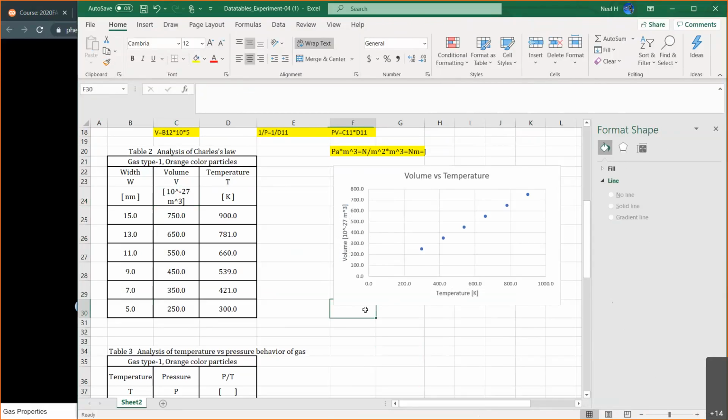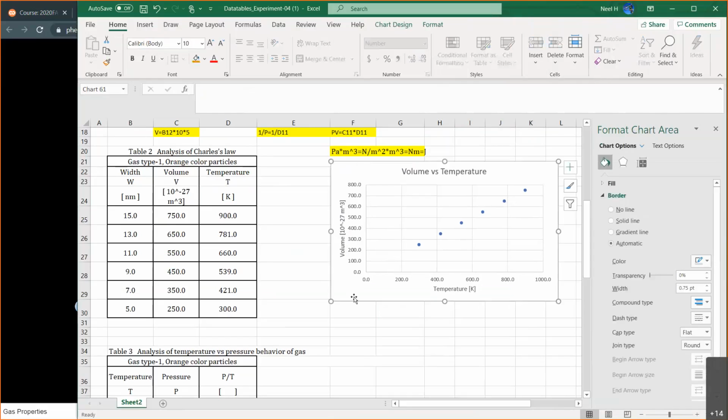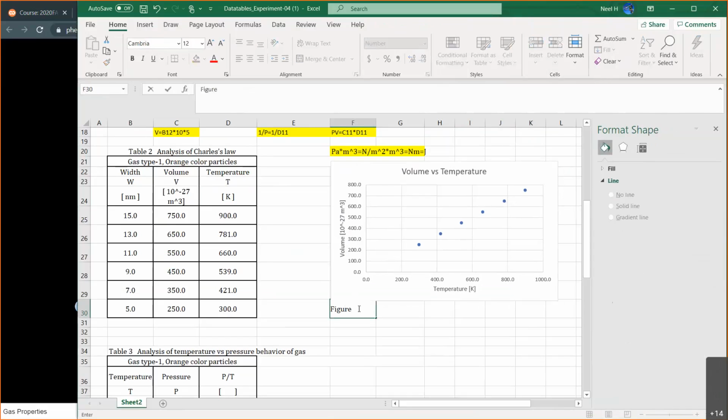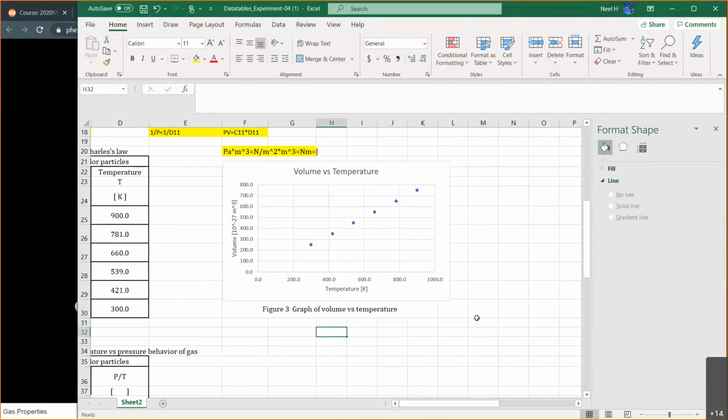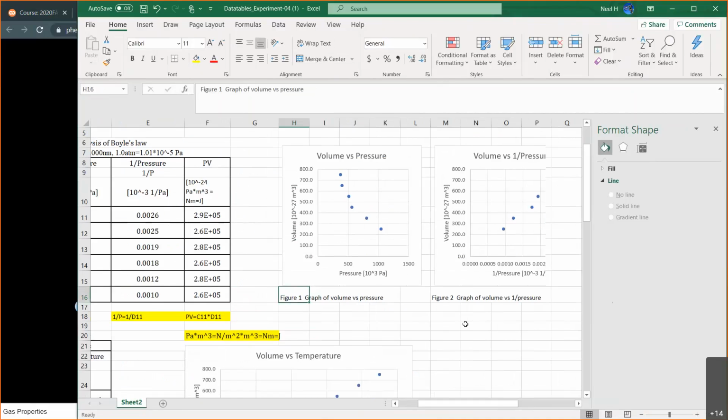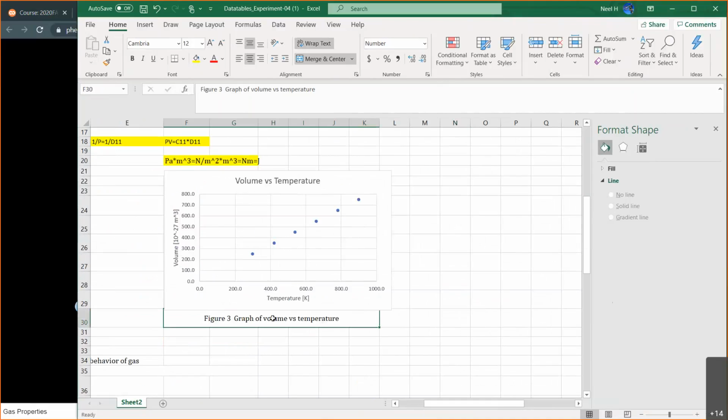And do we have the right behavior of the law? This is going to be then figure 3 in my case, but in your case, you have to check the number, okay? It's going to be then graph of volume versus temperature. Okay, equation. And I had one graph earlier here, two here, and then this I name it as a third.